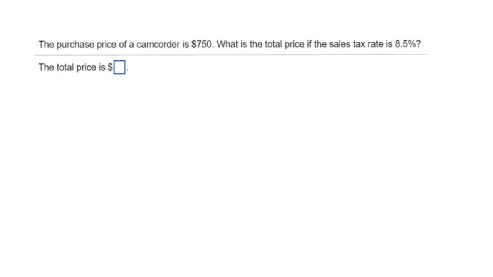The purchase price of a camcorder is $750. What is the total price if the sales tax rate is 8 5/10%? All right, so we're going to identify the purchase price is $750, and the sales tax rate is 8.5% or 8 5/10%. We need to change that into a decimal. So again, drop your percent symbol, take the decimal, move it 2 places to the left. So this should be 85 thousandths.